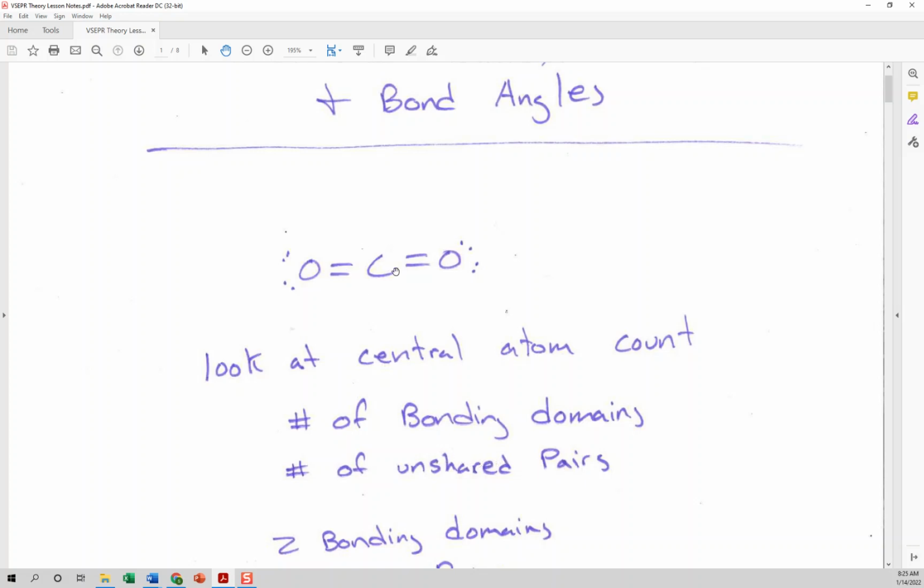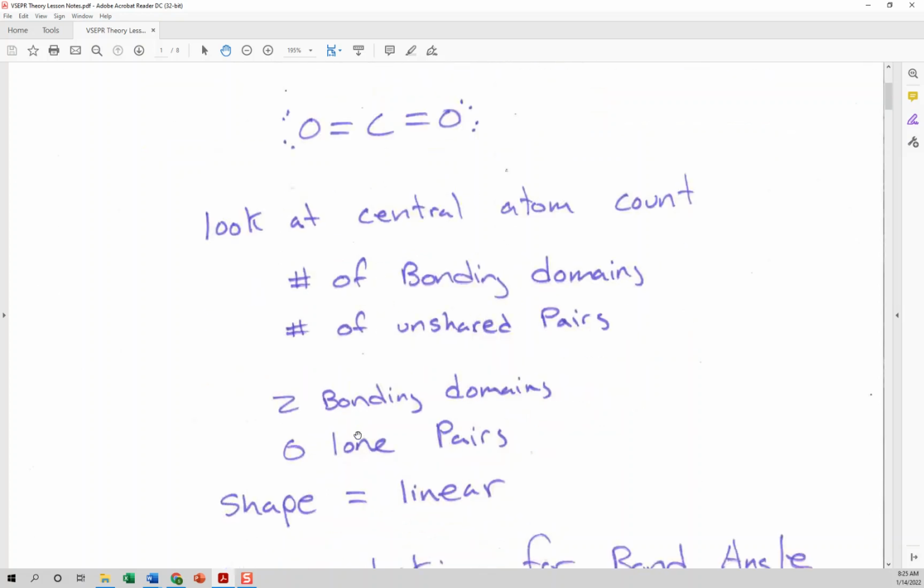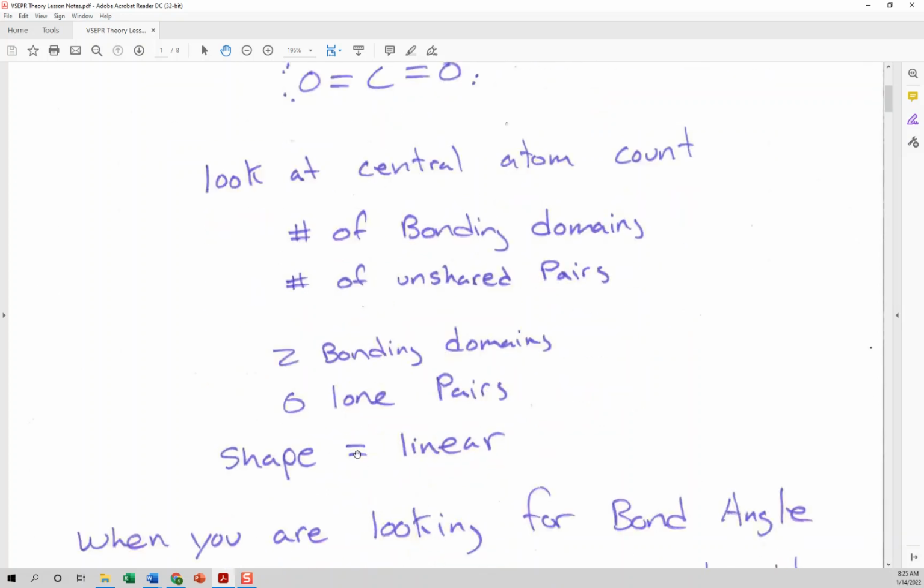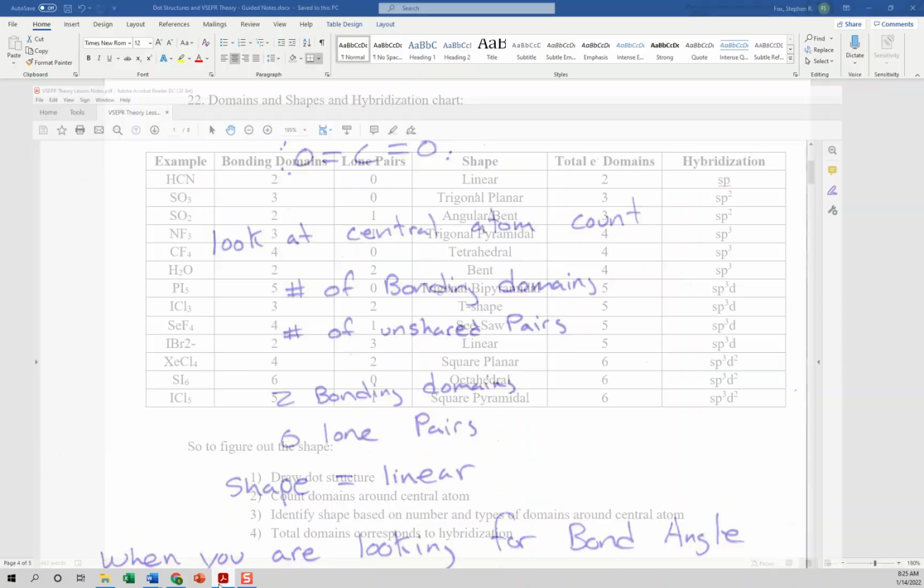So if we look here, we have 2 bonding domains. And yes, a double bond counts as 1 bonding domain. Same with a triple bond: a triple bond counts as 1 bonding domain. So if we look around the carbon, we have 2 bonds, 2 bonding domains, and 0 unshared pairs, 0 lone pairs, okay? And so the shape of that is linear, but let's go to our chart. How do we do that?